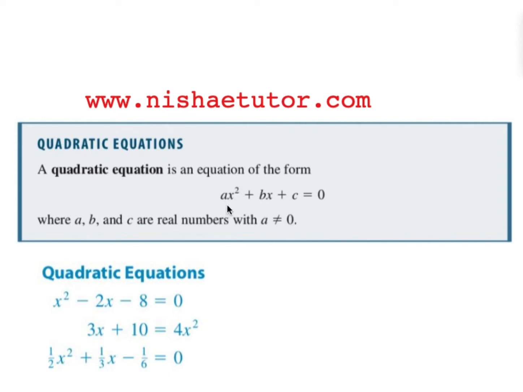Because if a equal to 0, this term is 0, and this will be a linear equation, not a quadratic equation, because then x to the power 1, the highest power is 1. So it will not be a quadratic equation, it will be a linear equation. And these are the examples of quadratic equations.